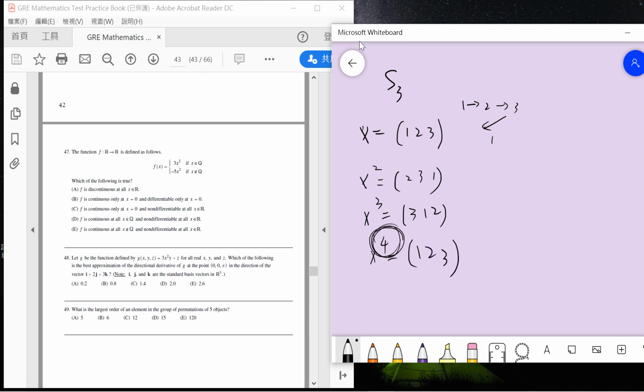So the largest order is 4. So in S5, the largest order should be 6. I think you need to think carefully. It's not 5, it's 6. So the answer is B.